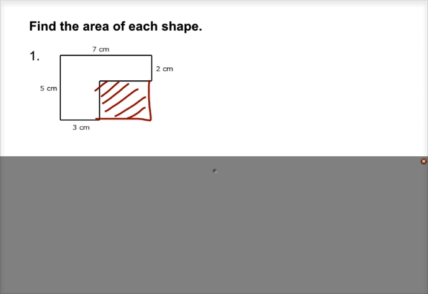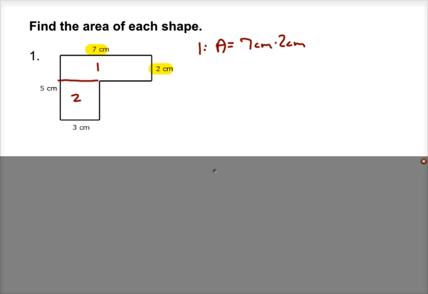I think I'm going to stick with the first one and just cut it going horizontally. And I'm going to call this shape 1 and this one shape 2. So if I look at shape 1, I know that the area will equal the base times the height. And the base is 7 and the height is 2. So it's just going to be 7 centimeters times 2 centimeters, which equals 14 centimeters squared.